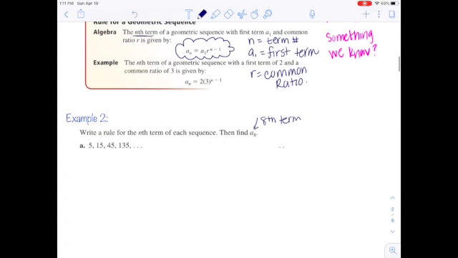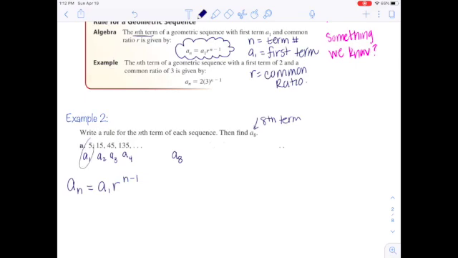All right, so we have ourselves our first term, that's a sub 1. Let me just write it below. So a sub 1 is 5, a sub 2 is 15, a sub 3 is 45, a sub 4 is 135, and we need to calculate a rule. Well, we'll find our rule and then we'll use it to calculate our 8th term. So our rule, we've got a sub n is equal to our first term multiplied by our common ratio raised to the n minus 1.